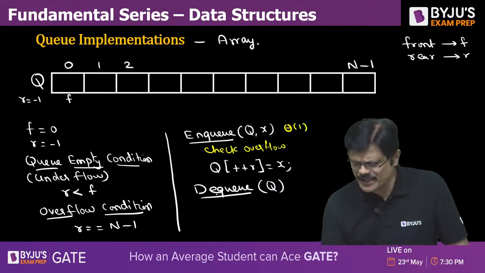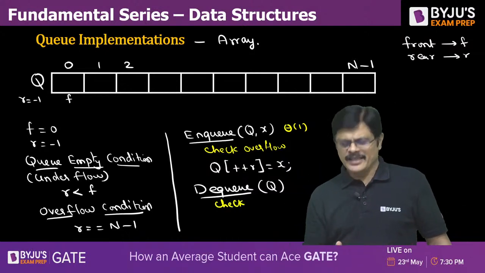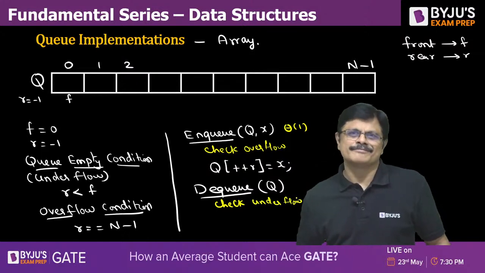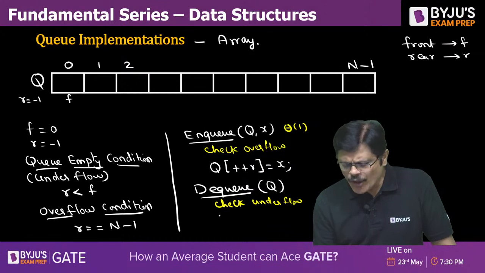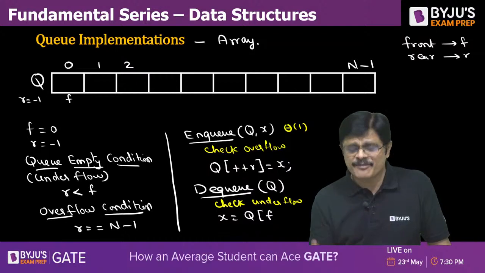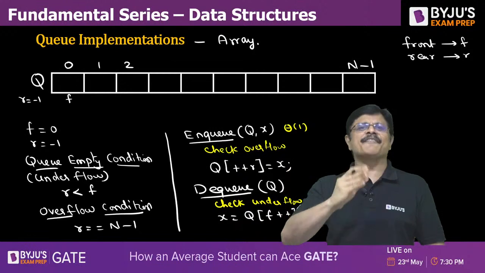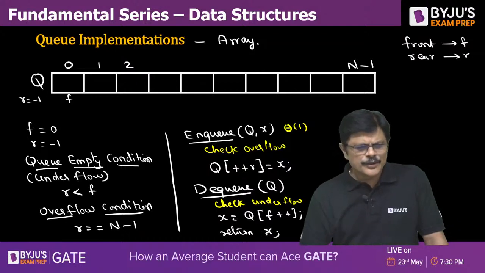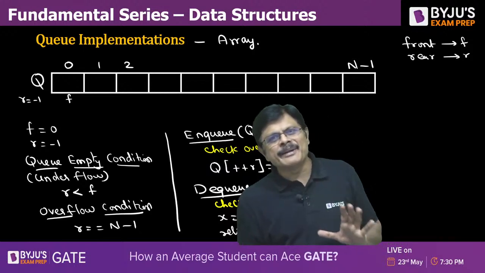For the DQ operation, when you want to remove something, the Q should contain some elements. If it is underflow, you say, sorry, please go somewhere else, you can't do that. Otherwise, X is equal to Q[F], where F means front index. First you assign the value of Q front to X, then front is incremented, then you can happily return that X value, my dear friends. See, this is your Q implementation.